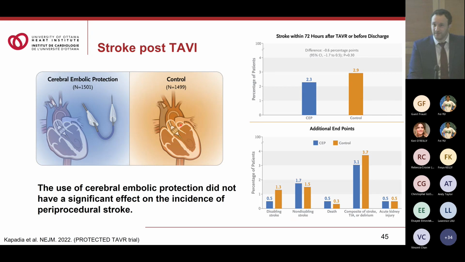This led to the study of cerebral embolic protection devices, and this is a study that was published very recently, looking at the impact of those protection devices during TAVI, and it really did not have a significant impact on the incidence of periprocedural stroke. So interesting data about this, but really no impact.